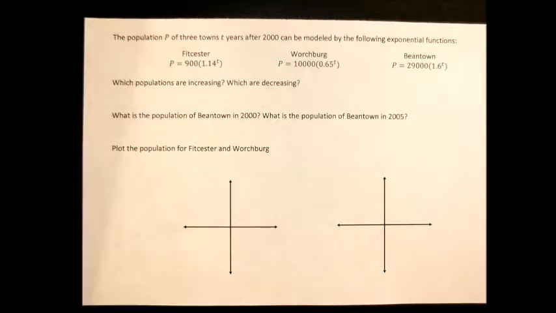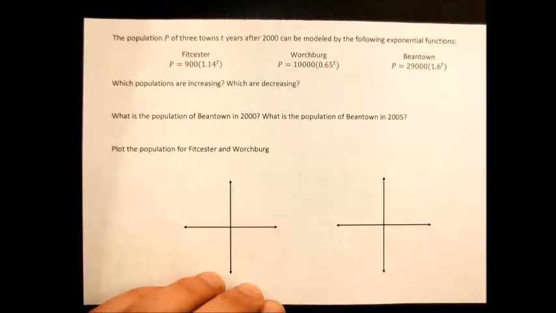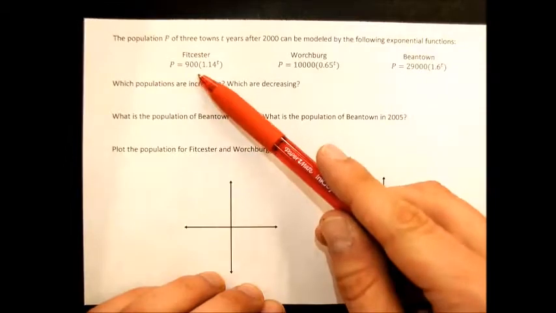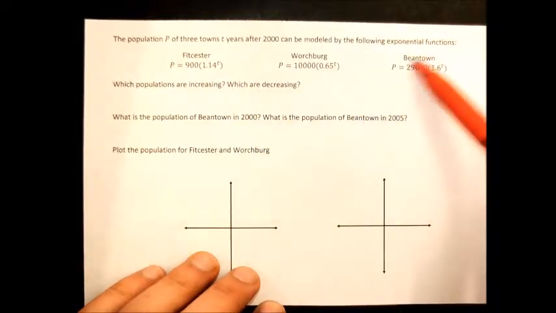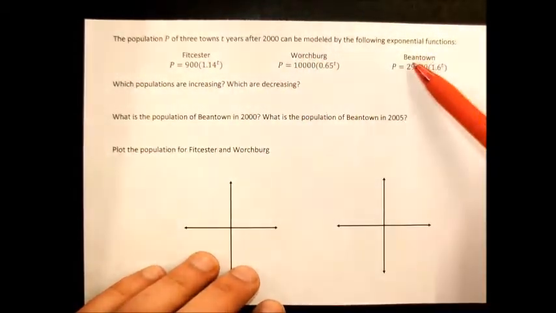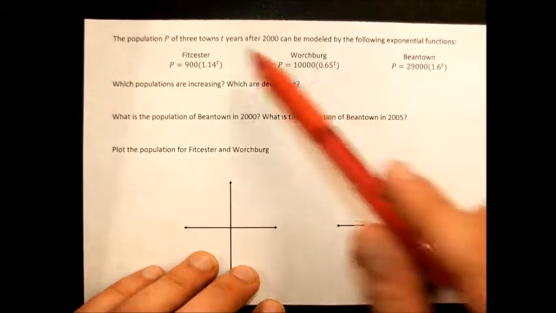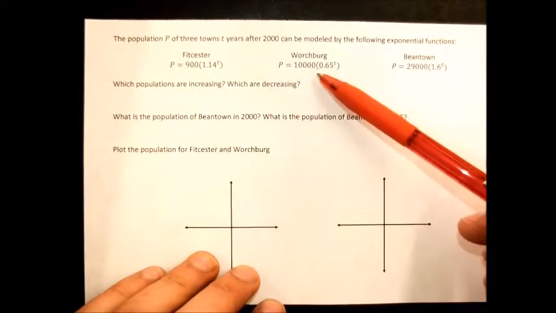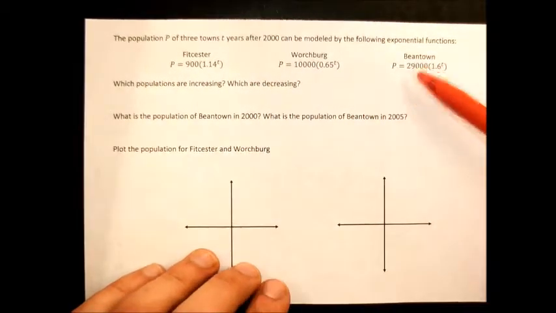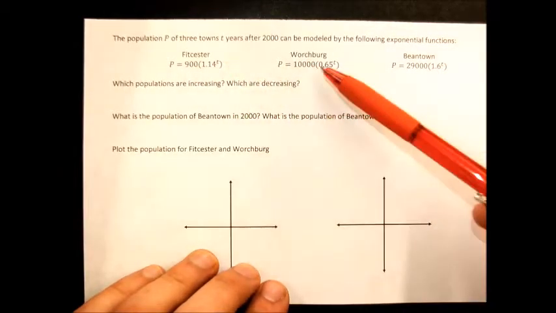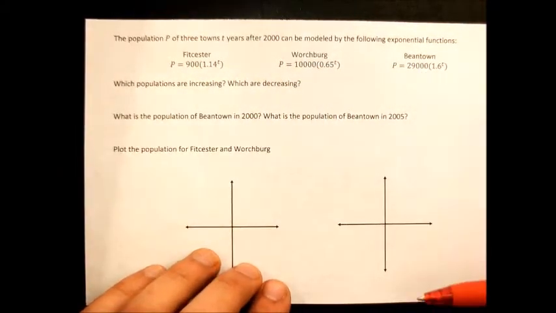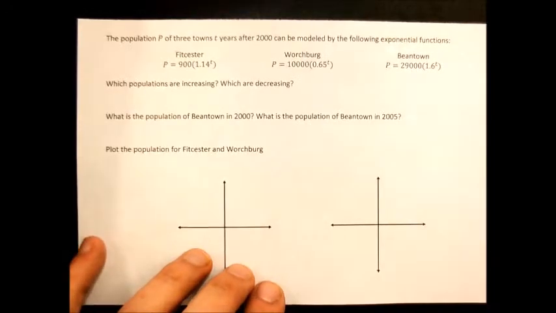And so I kind of made some up, but these are real types of models that you might see in research papers. I've made these 3 towns up. Obviously, I've taken local town names and played some words on them, right? So we got Pfister, Wartburg, and Beantown. Each of them can be modeled by an exponential function. And by each of them, I mean the population of them.